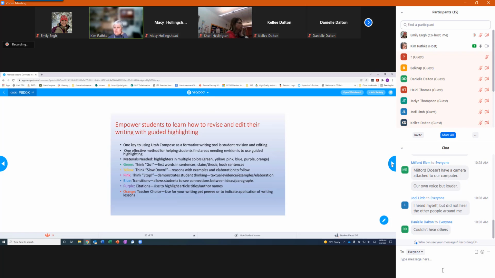I always recommend, even if you're using Chromebooks, to print one draft of the essay. And yes, you have to print them yourself and staple them and let them work with one draft that is actually a hard copy.